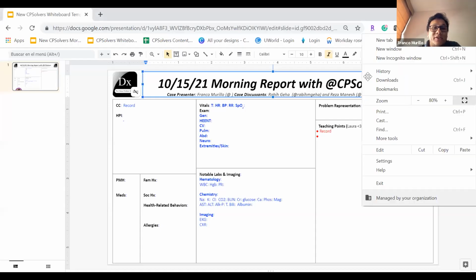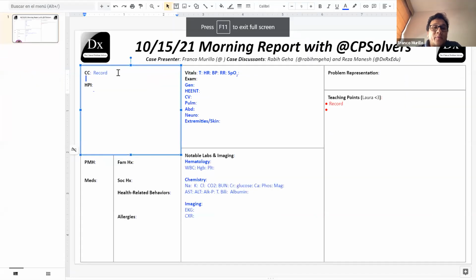Okay, so for the chief concern, we have a 26-year-old male who presented with diffuse abdominal pain and hematemesis.